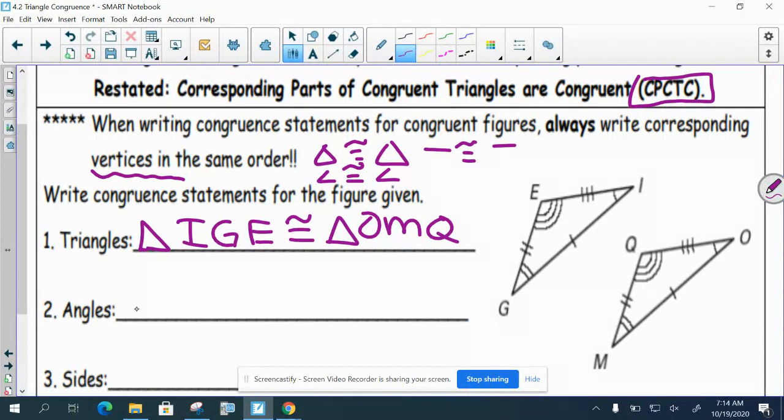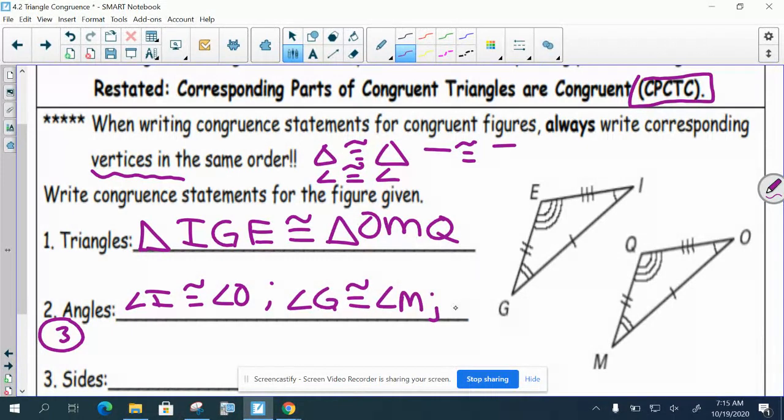All right, so then let's name the angles. We should have three statements for the different angles because there are three angles. If we look at the triangle statement, you can actually tell because we named it in the order of the vertices. So I and O are congruent, angle G and M are congruent, and angle E and Q are congruent. Angle I is congruent to angle O, angle G is congruent to angle M, and angle E is congruent to angle Q. You can either look at the diagram or you can look at just the vertices of the triangle statement that we wrote in number 1.